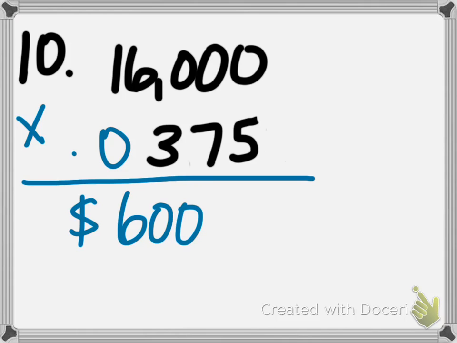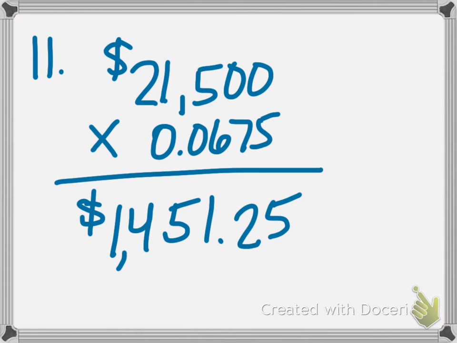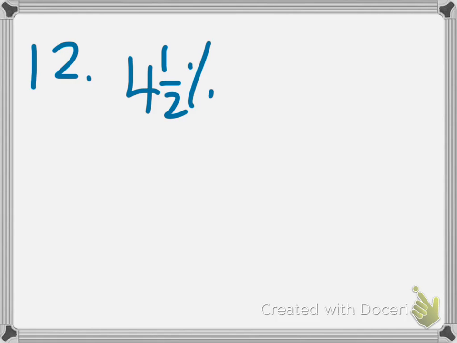Okay, pause the video and do number 11 on your own. Okay, you should have found that the answer was $1,451.25. Okay, moving on to number 12. As a real estate agent, Kenshio earns 4.5% commission on the houses he sells. In the first quarter of this year, he sold 2 houses, one for $175,000 and one for $199,000. How much was his commission for this quarter?